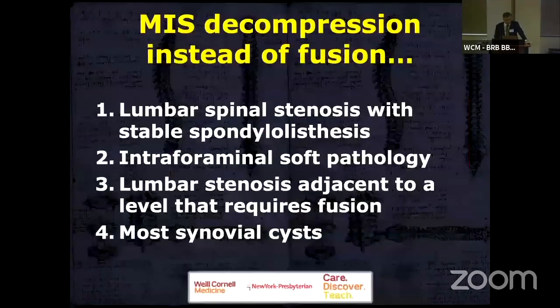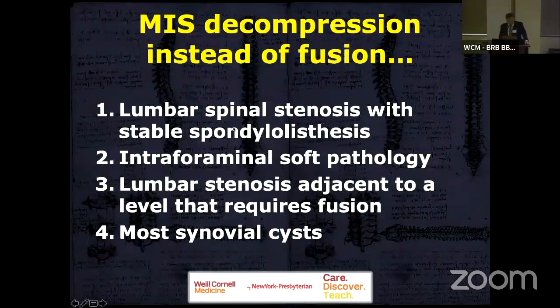Once you're good at doing a decompression with the tube or with the endoscope or with the tubular retractor or with the speculum retractor, as they do in Europe frequently, I think you can really expand your indications for decompression. So a lot of patients with spondylolisthesis, soft foraminal disc herniations, we go over the top. We can talk about that in the lab and during the rest of the course.